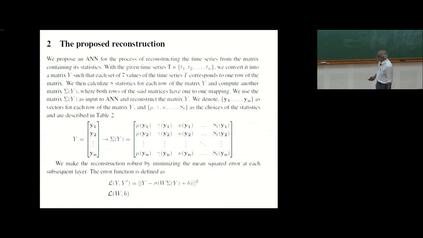So what is the proposal here? The proposal is an artificial neural network reconstructing the time series from the matrix containing its statistics. The only novelty here is that you use the statistics to compute this. In other words, you take a time series like this, and then you make a function sigma of y. What is sigma of y? It is all these statistics, mu, gamma, kappa, and so on. And the proposal is exactly a neural network, as I already told you.